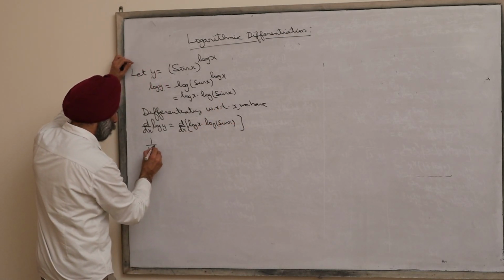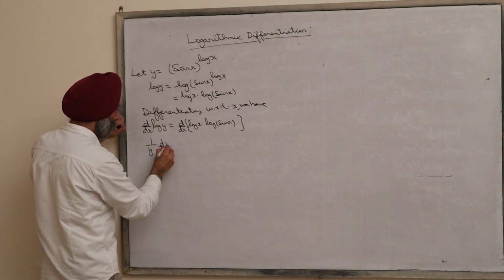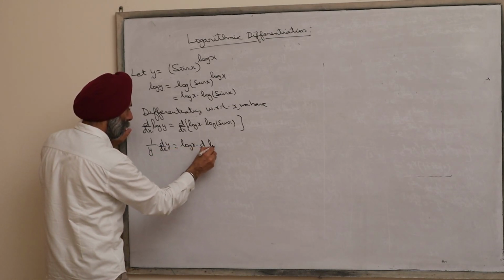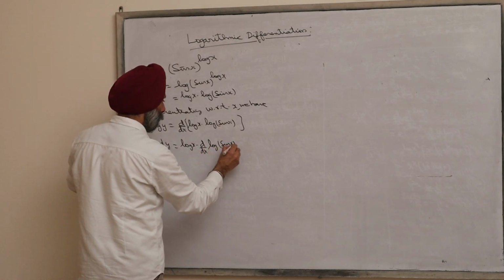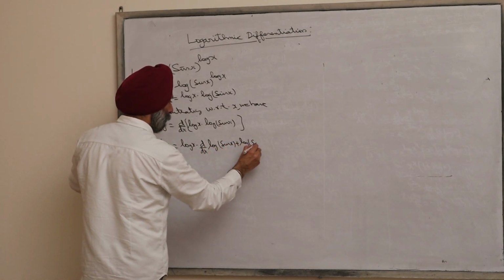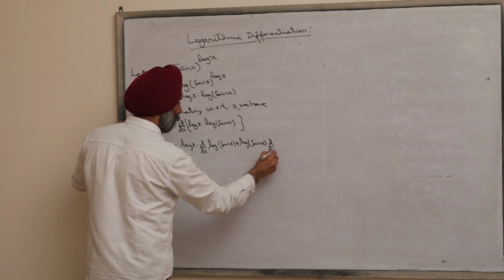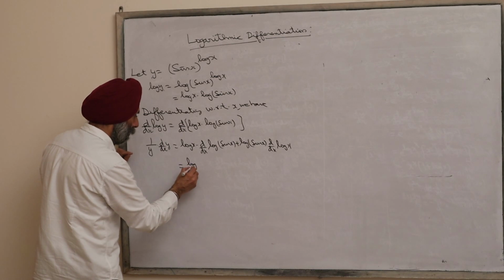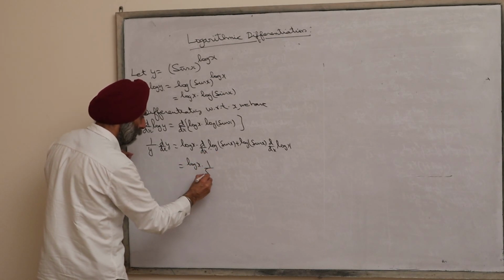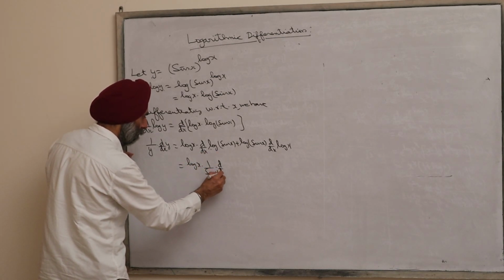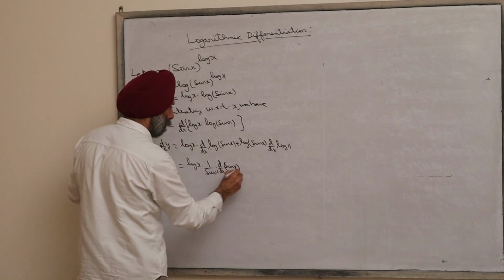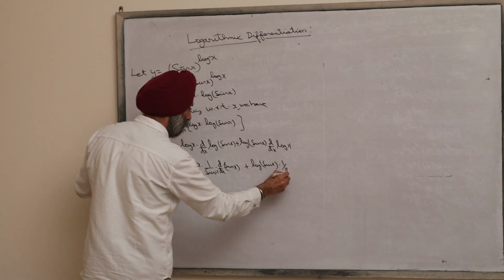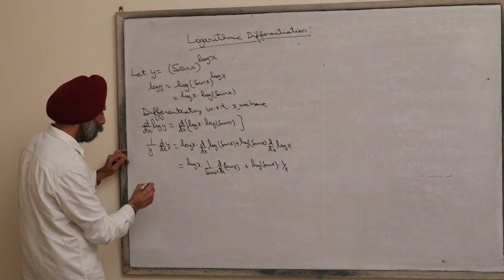So it is 1 over y into d over dx of y, which is equal to first function into the differential of second plus second function into the differential of first. So this is equal to log x into the differential of log, which is 1 over sin x into the derivative of sin x, plus log of sin x into the derivative of log x, which is 1 over x.